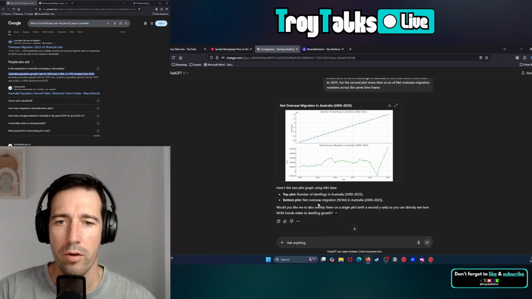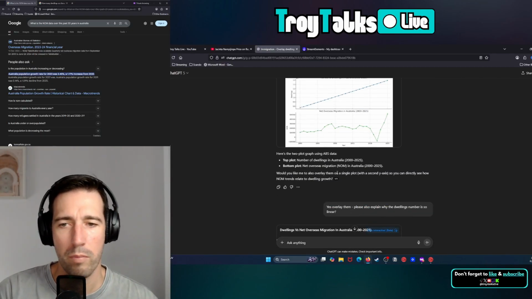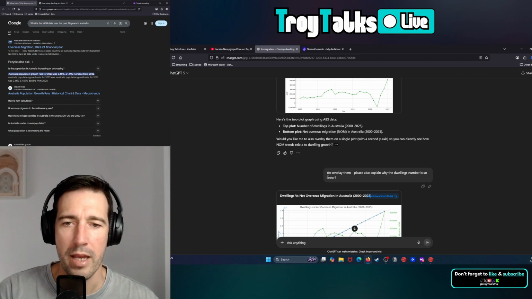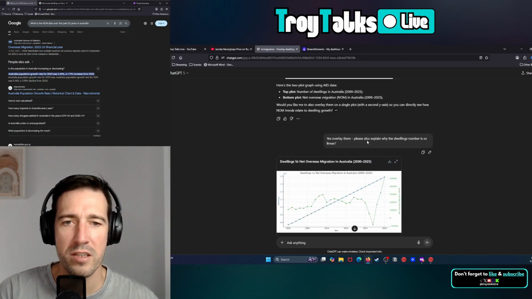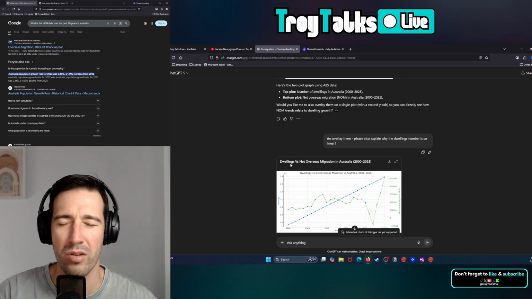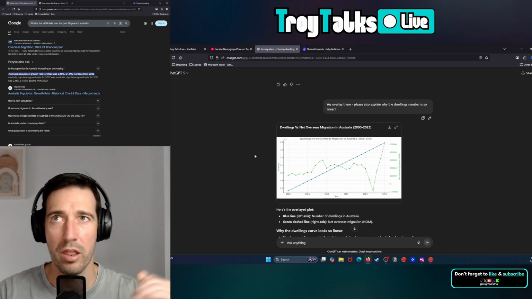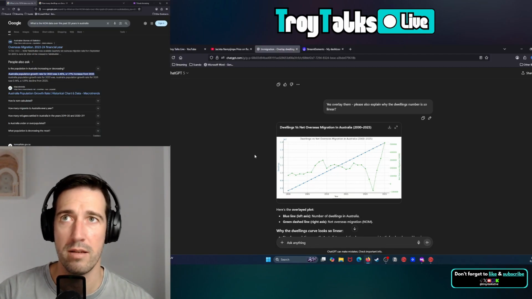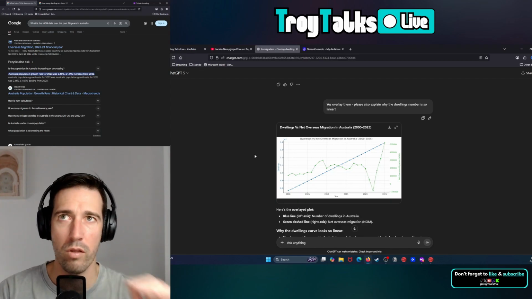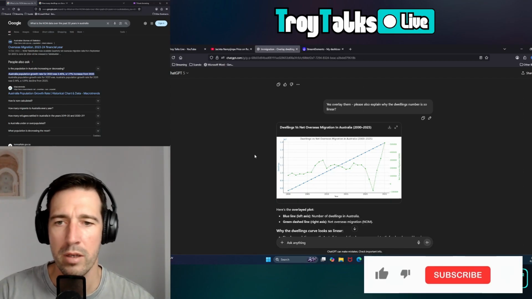Okay, so here's the 2-plot graph, top plot, and so on. Cool. Okay, yes, overlay them and also explain why the dwelling number is so linear. Because when I saw this linear number, I didn't think the number of houses would be perfectly linear. Initially, with Australia's housing crisis, I thought there was going to be a bit of a taper, but it looks rather linear.